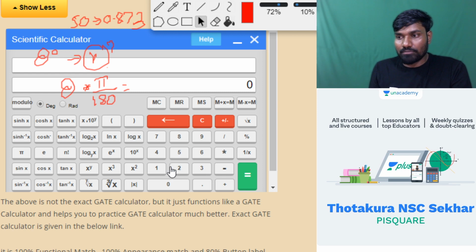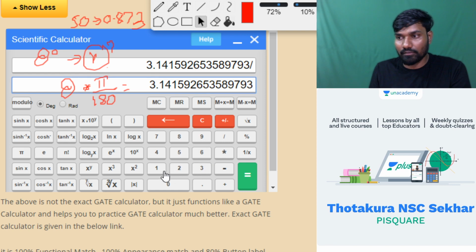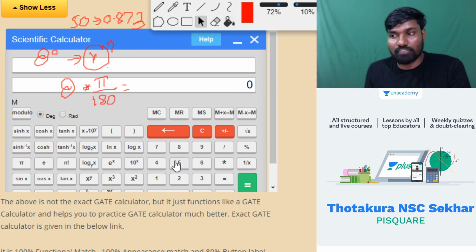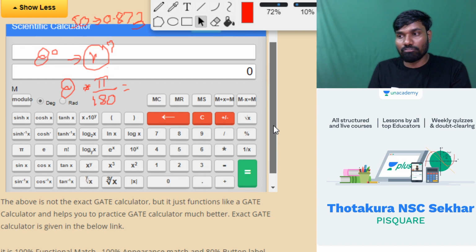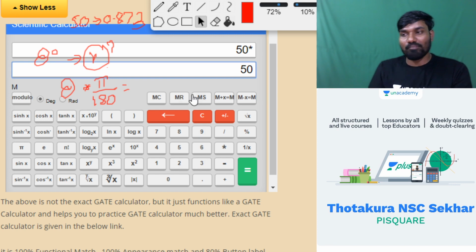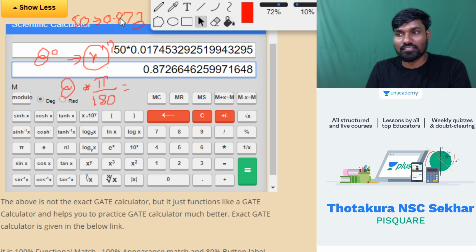Okay. Now I am storing this value here once again. I am storing pi by 180, this answer, in the memory. Let's use this memory function effectively for the conversion. Let me now perform the multiplication 50 into memory recall. Recall the memory. 0.87266. That's what we got here.